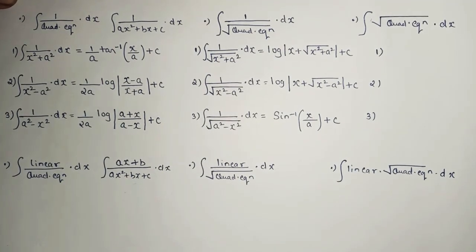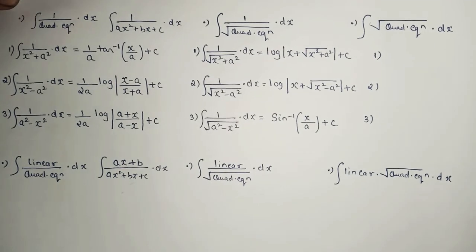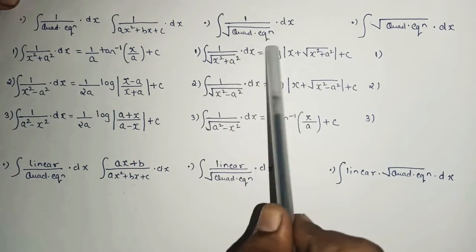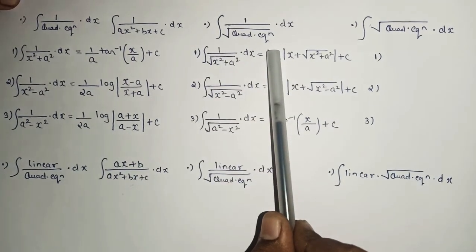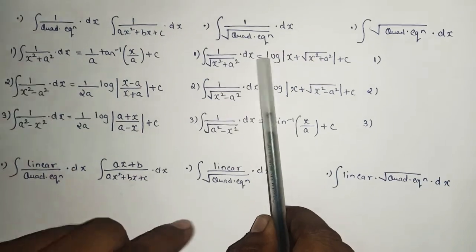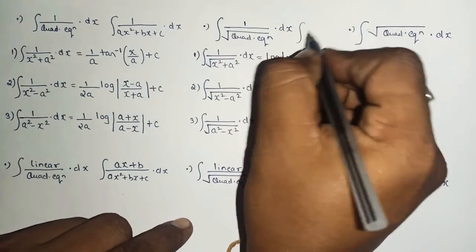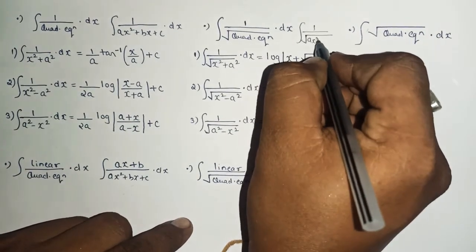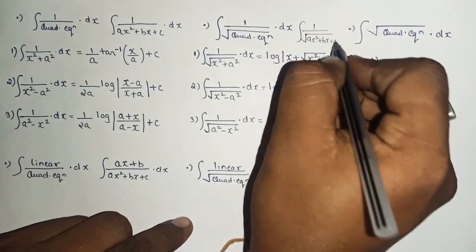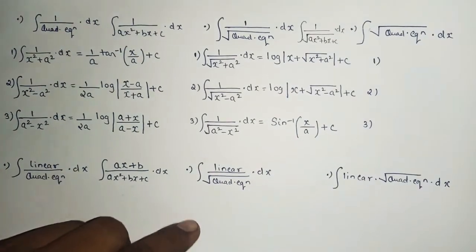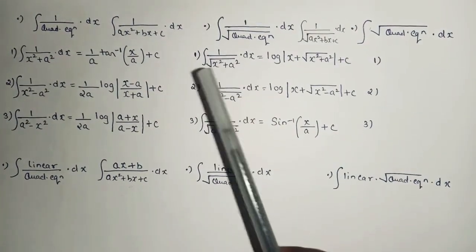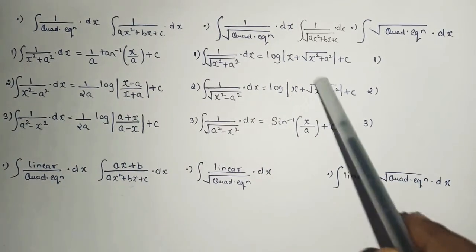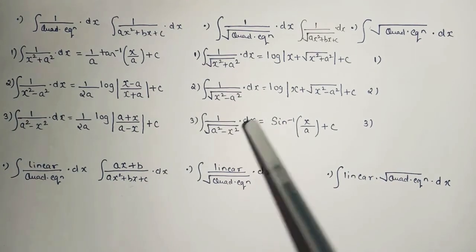Now we'll see type number 2A, where the integral will be in this form, 1 upon root quadratic. Inside the root it will be the quadratic. So whenever you come across this integral form, you have to apply these three formulas.